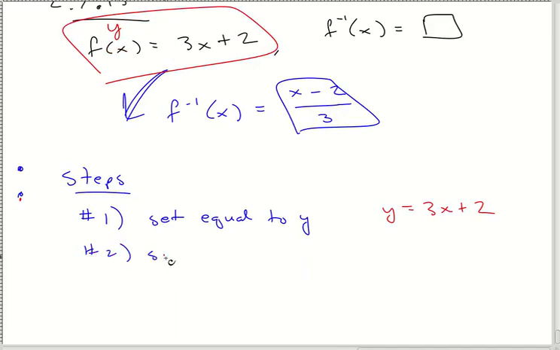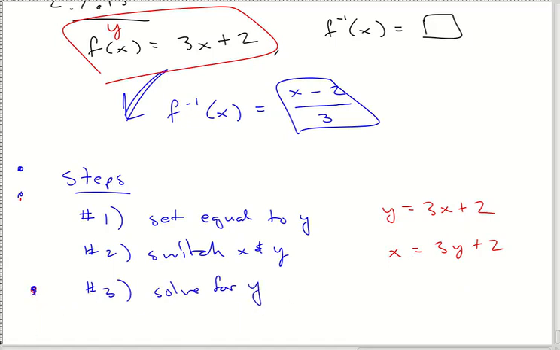Number 2, I'm going to switch my x and y around. So wherever I have an x, I now have a y, and wherever I have a y, I now have an x. You see it? I didn't actually do any math here. No math. Wherever there's a y, put an x. Wherever there's an x, you put a y. No math. Step number 3, solve for y.